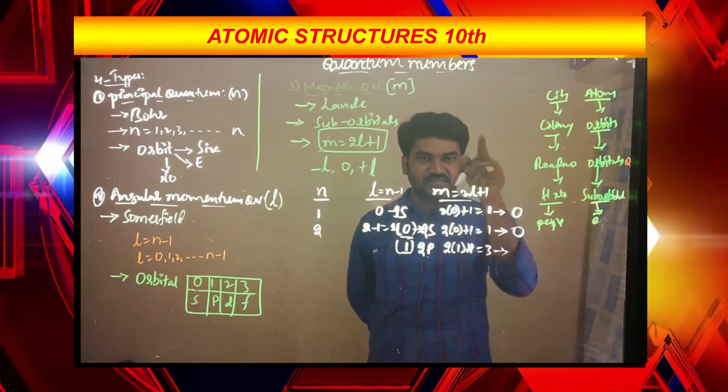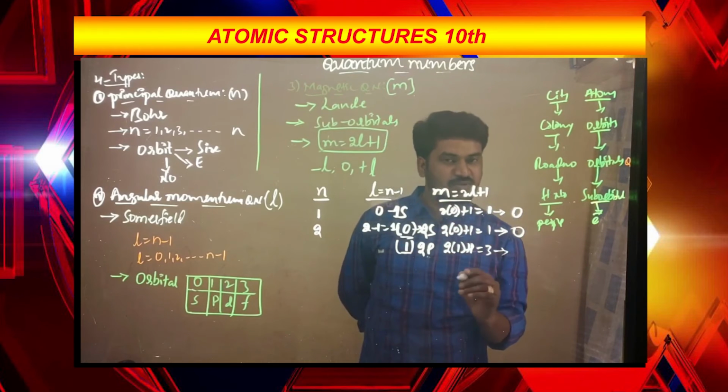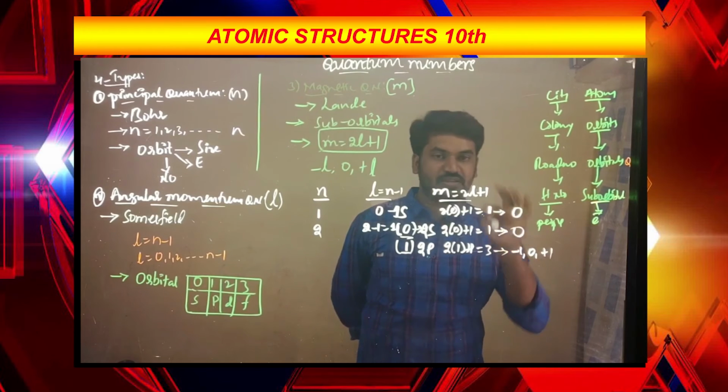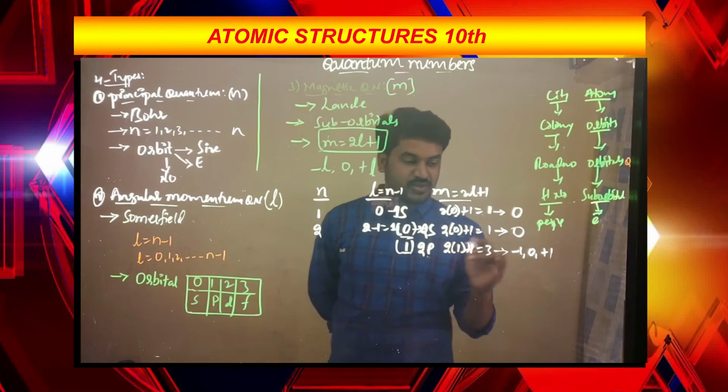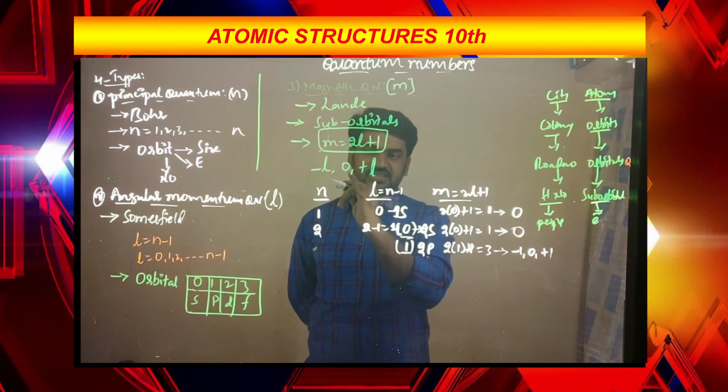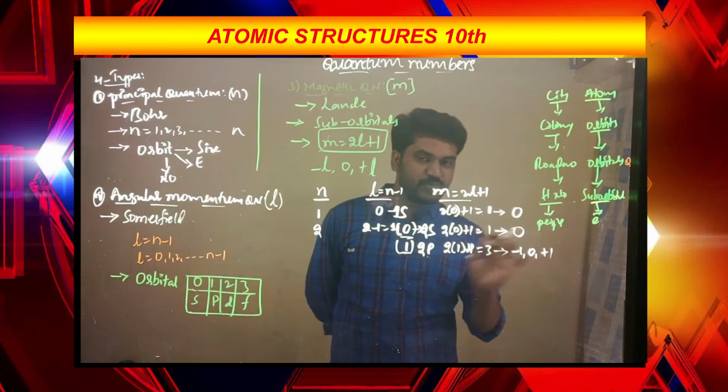Why? Because m values are the suborbital values. So here 3 suborbitals, which I am writing as minus 1, 0, plus 1. As a representation, minus l, 0, plus l. So minus 1, 0, plus 1.